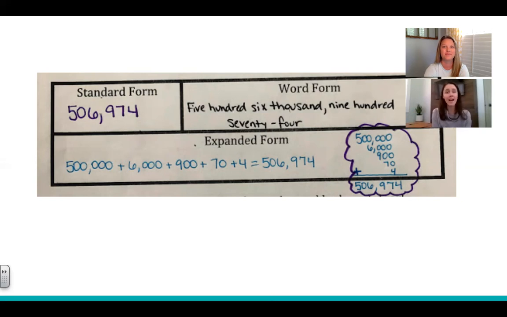And then the 9 is sitting in the hundreds, so plus 900, 7 sitting in the tens, so plus 70, plus 4 is sitting in the ones. And then when you add it all up, it should equal your original number in standard form. As you can see, they match.